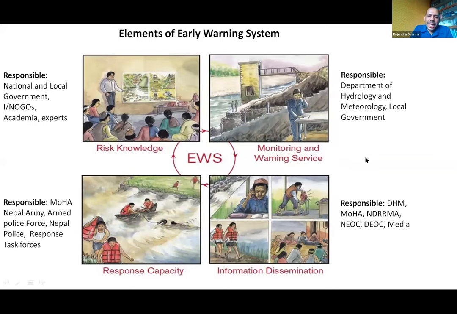And for the information dissemination part, the Department of Hydrology and Meteorology, Ministry of Home Affairs, National Disaster Risk Reduction Management Authority, National Emergency Operation Center, District Emergency Operation Center, and media are responsible for the dissemination of early warning. And for response capacity, the Ministry of Home Affairs and security personnel like Nepal Army, Armed Police Force, Nepal Police, and various task forces that have been developed in local communities are responsible. So as I mentioned before, all the institutions and persons responsible for each element should be robust for the implementation of a successful early warning system.